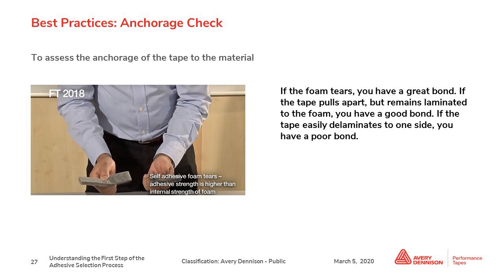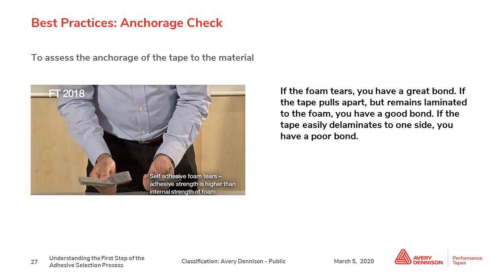So at that point, you're either going to have a few things happen. If the foam tears, that means you have a great bond, and that would be typical of transfer tapes. If you have a double-coated tape, that might prevent the foam from really tearing. Now that being said, if you have a tape that pulls apart, but it still remains laminated to the foam, that means you have a pretty good bond still.